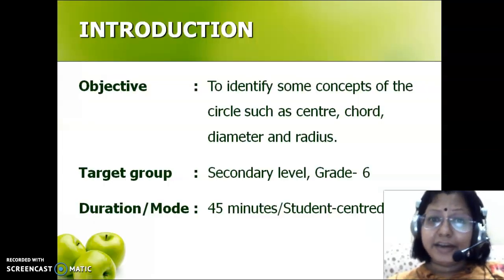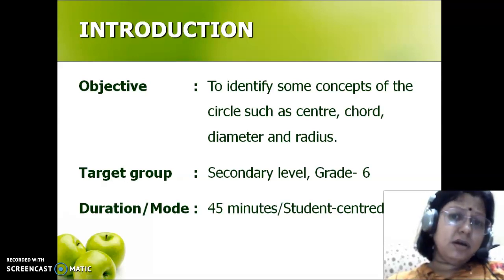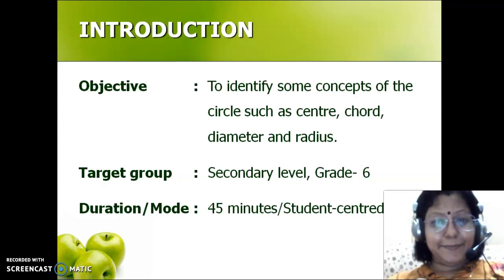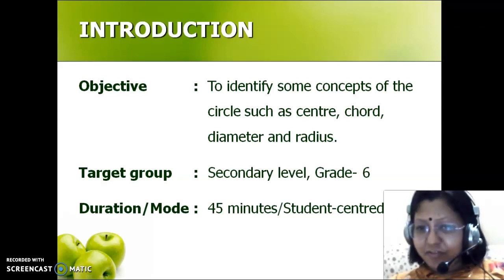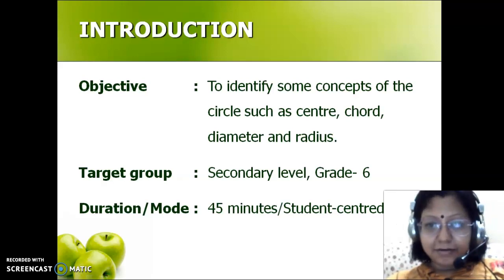Now let us move ahead, children. In this class, basically we will cover the objective to identify some concepts of the circle such as center, chord, diameter and radius. So are you all ready? So just come with me and we will learn this topic.